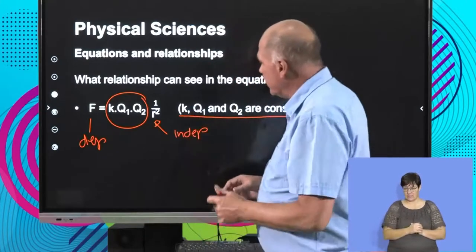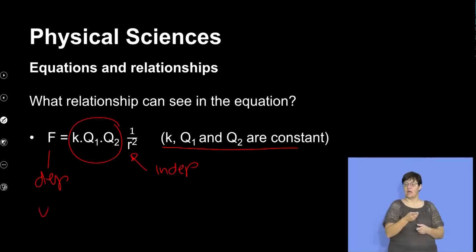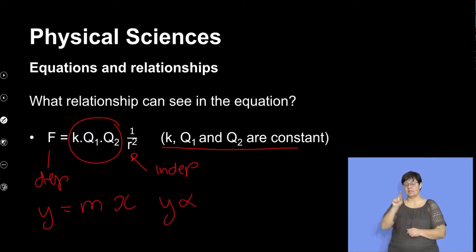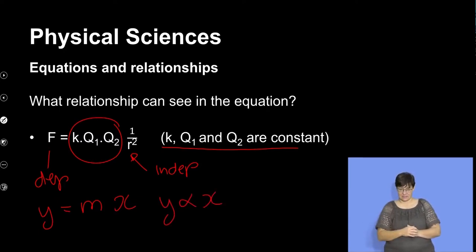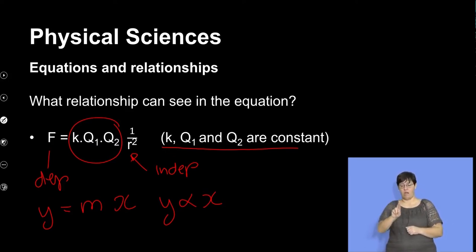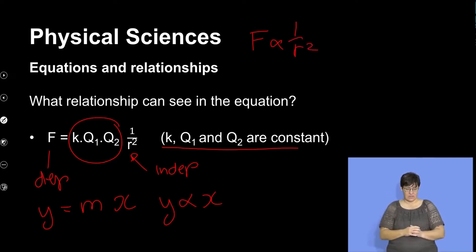Well, you will see that when you've got things in the form of y equals m, standing for the constant, times x, then we can say y is directly proportional to x, which means that F is directly proportional to 1 over r squared. So I want you to take a note of that. F is directly proportional to 1 over r squared. This is no longer a squared relationship.